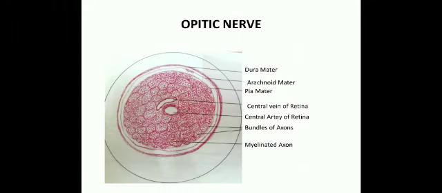Then the optic nerve showing all 3 layers, that is dura mater, arachnoid mater and pia mater, and at the center we can see the central vein of the retina and the artery. The bundles of myelinated axons are arranged in fascicles.